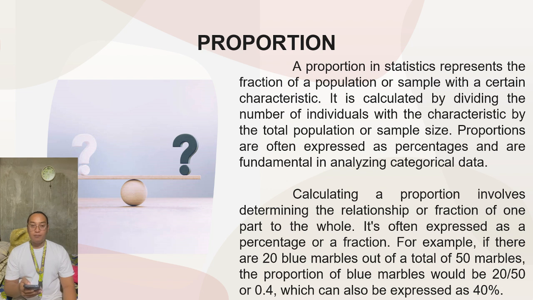Number 2, proportion. A proportion in statistics represents the fraction of a population or sample with a certain characteristic. It is calculated by dividing the number of individuals with the characteristic by the total population or sample size. Proportions are often expressed as percentages and are fundamental in analyzing categorical data.